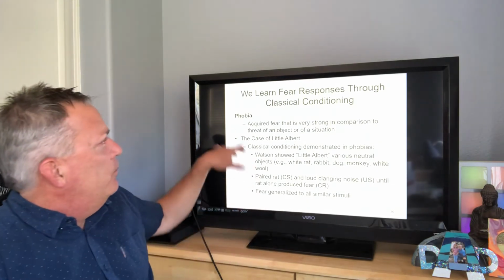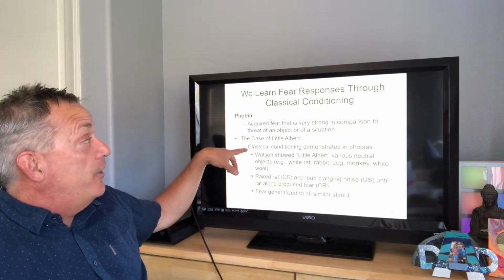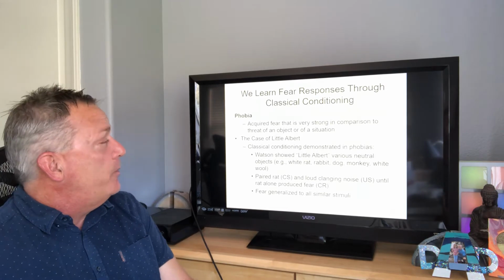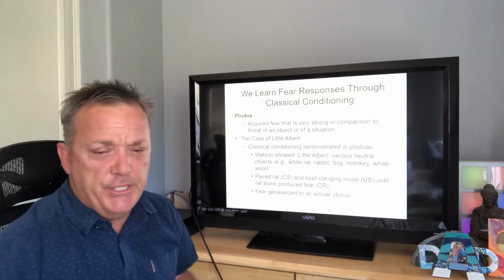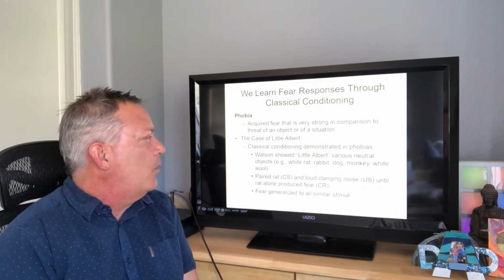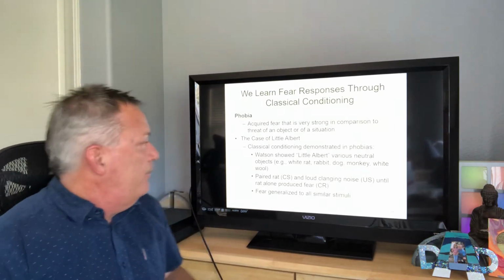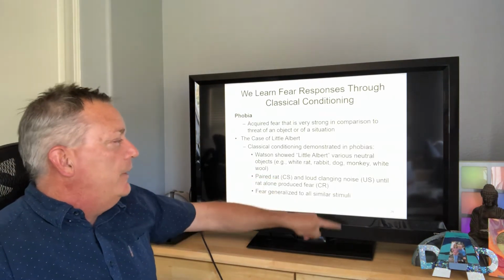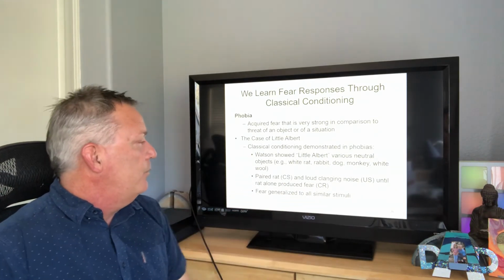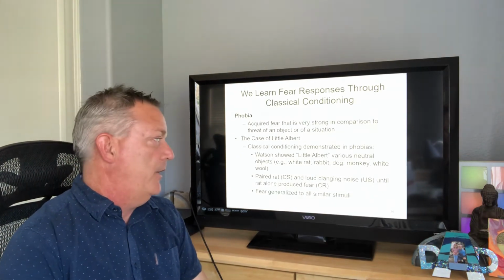I mentioned Little Albert. We're talking about phobias here. A phobia is an acquired fear that is very strong in comparison to the threat of an object or situation. In the case of Little Albert, classical conditioning is demonstrated in phobias. Watson showed Little Albert various neutral objects, white rat, rabbit, dog, monkey, white wool, and he wasn't scared of them, but then paired the rat with a loud clanging noise until the rat alone produced the fear, and that's the conditioned response. Fear generalized to all other similar stimuli.